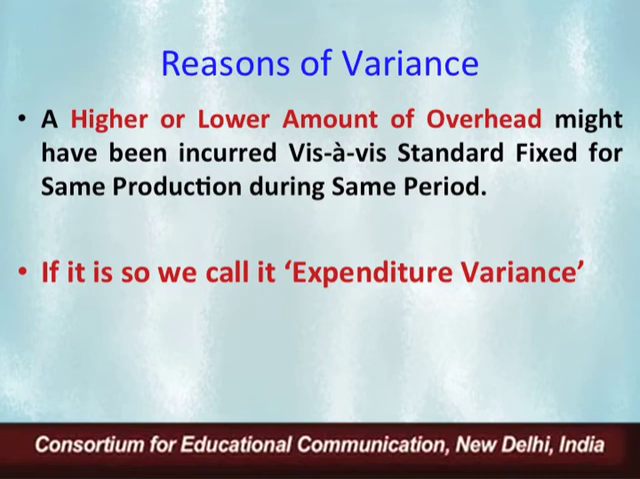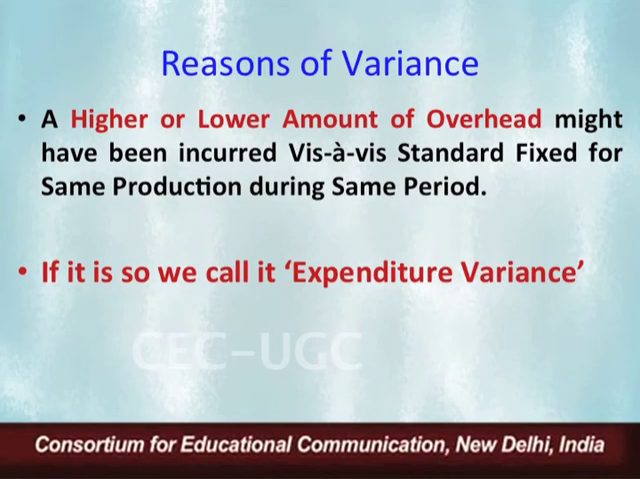So what is different here? You are spending either a higher or lower amount of overhead for the same production and for the same period. Time is constant, number of units produced is constant. What is changing here is the amount of overhead. So if I'm talking about change in amount, it can go either way: either an increase in the amount of expenditure or a decrease in the amount of expenditure.